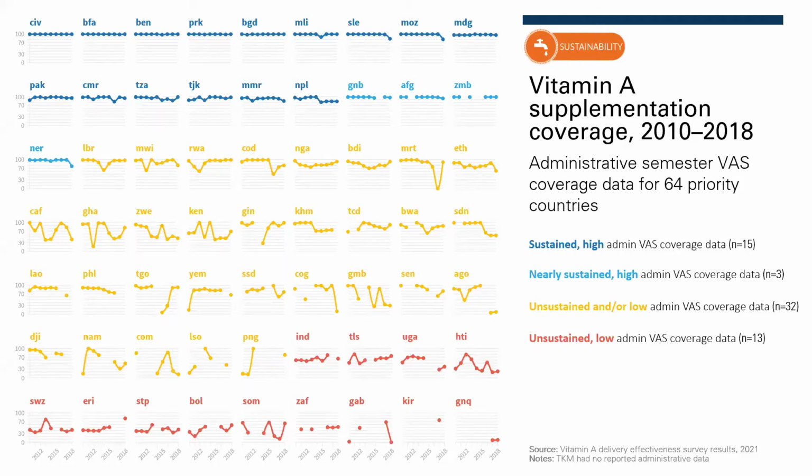Again, quite a heavy slide. We don't need to spend much time on it. Just to say that we looked across 64 countries that have VAS programs, and we identified five countries that had shown sustained high coverage over a 9-year period, and those programs are at the top of the slide. Next slide, please.